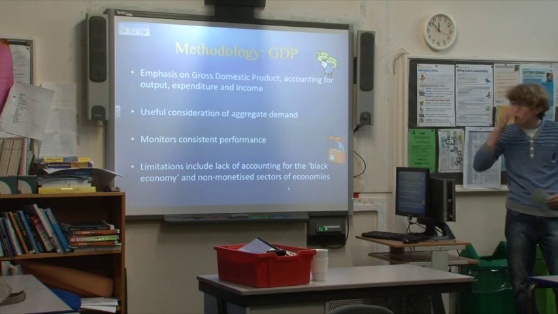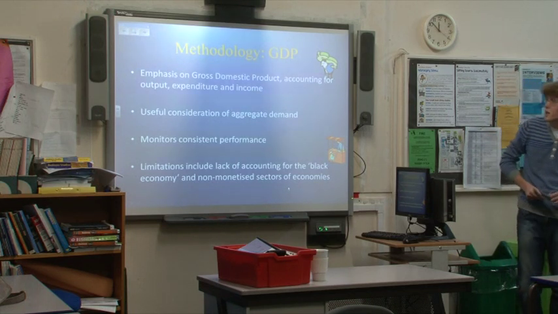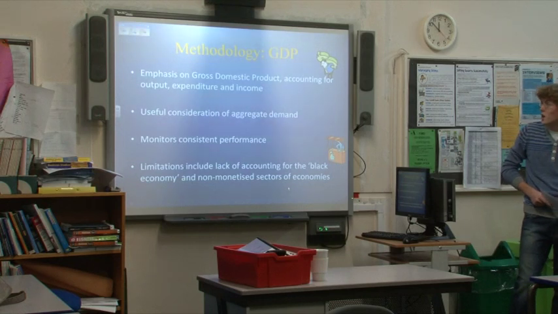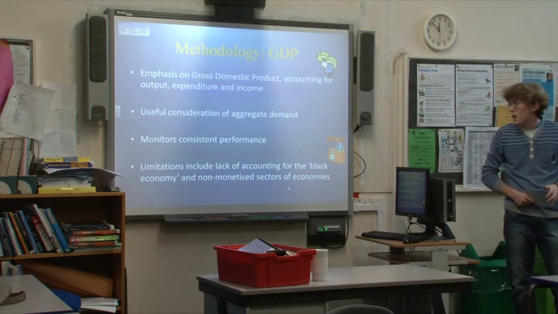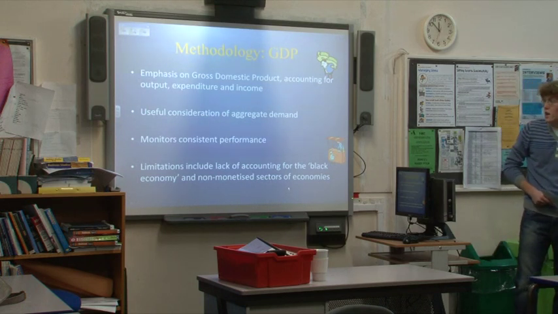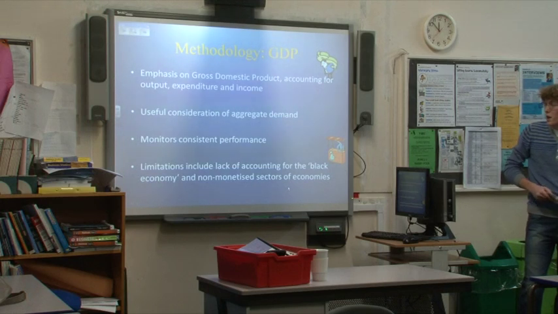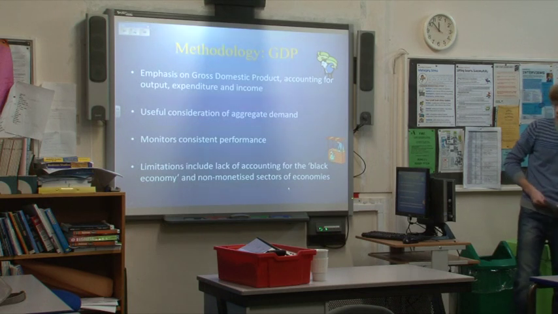Methodology: one of the main features I used was gross domestic product, since this accounts for consumption, investment, government spending and the trade balance of the country. It monitors consistent performance since figures are released every 3 months. However, limitations to this include the black economy, which is trading that goes on unmonitored by the government. In countries such as Nigeria, this can account for 70% of financial transactions, so it can be risky. However, in developed countries, it tends to only account for 15%.